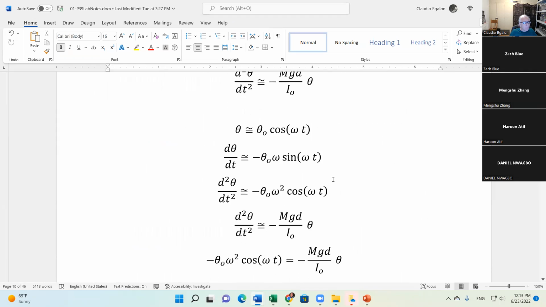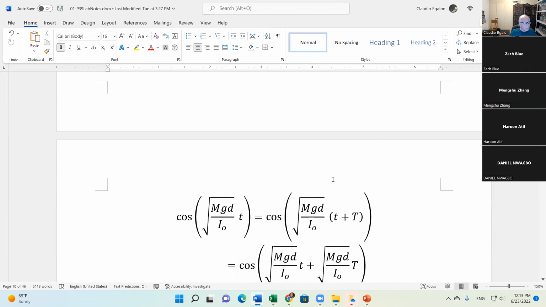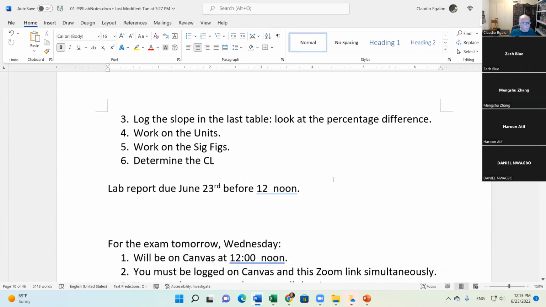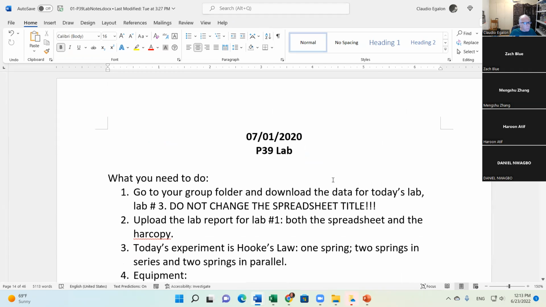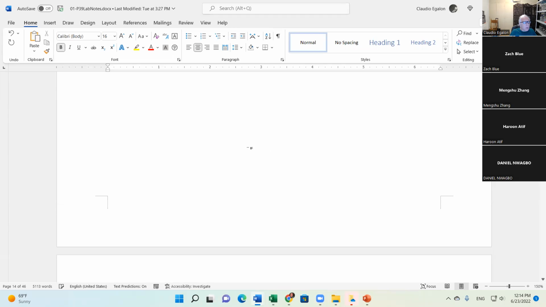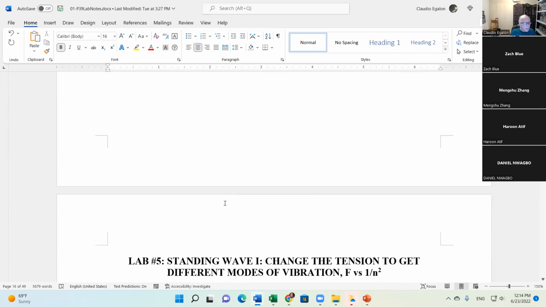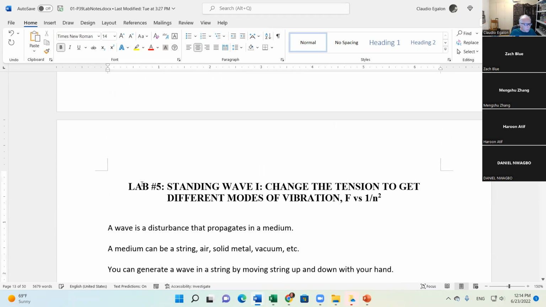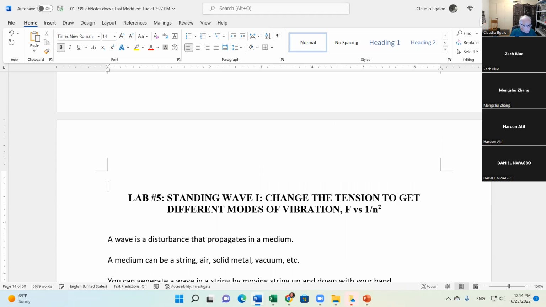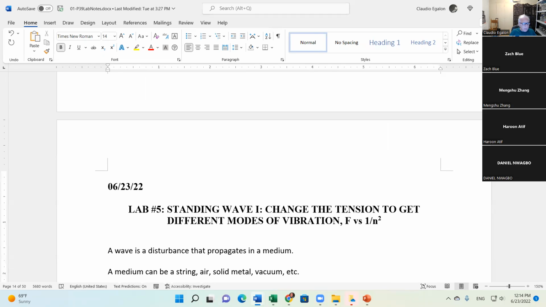22 physical pendulum. Okay, should go right in here. Today is the 23rd, 22, standing wave 1.